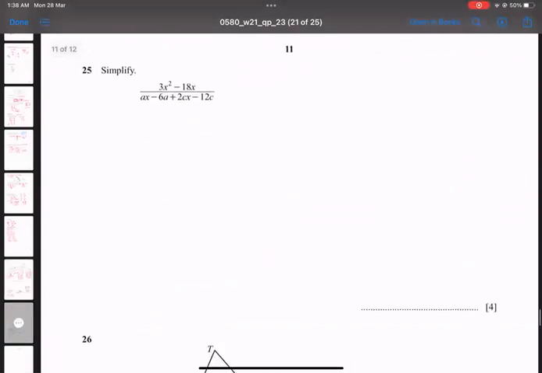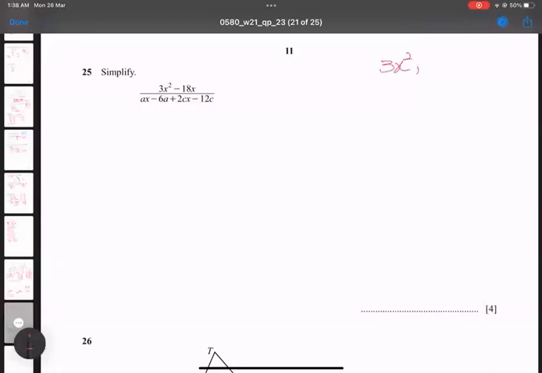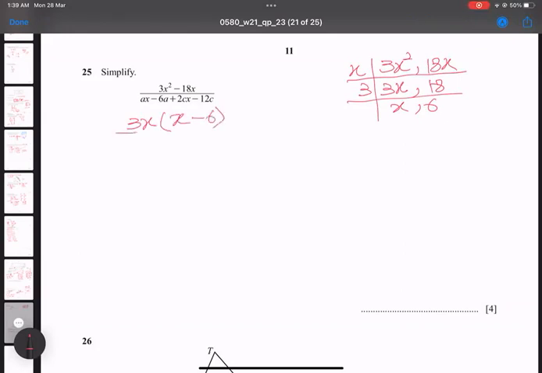Then I talk about the number 25 question, the second last question of our paper. So common from 3x squared, comma, 18x. What is common from both? x is common from both. So x goes out of x squared, 1 x gone, 1 left, and 18 left. So 3 is also common. 3 ones are 3, 3 sixes are 18. So common is 3x from the top, and x minus 6 left on the top.